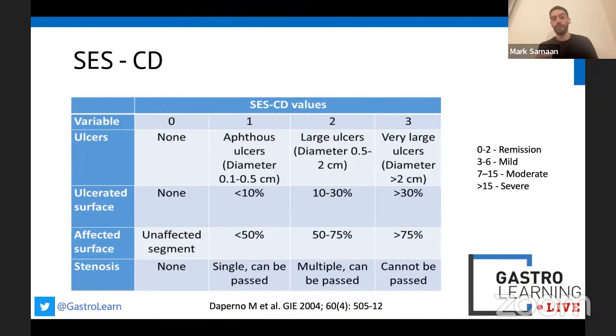And even if you don't give a score or aren't interested in doing a score, I think you should still use the variables in this to describe what you're seeing in each of the segments. And these are things you probably are going to describe anyway. Ulcers are important. How much of the surface is affected is important. And of course, a stricture or a stenosis is really important. So you're going to report them anyway.